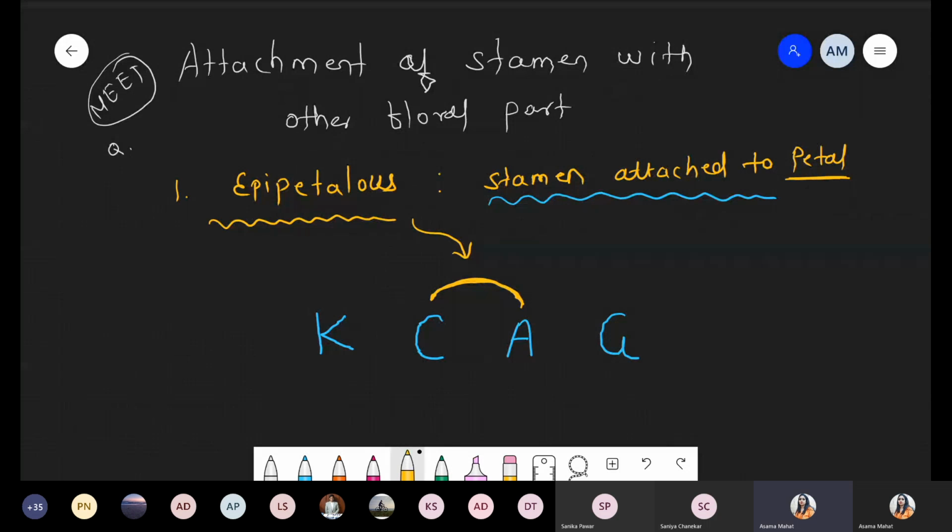Clear this point? If you open the NCERT book, you will get the floral formula. On the head, you will get such kind of arrow or symbol. That symbol represents the attachment. That attachment is where A, that is androecium, the stamen, is attached to petals. Such a condition is called the epipetalous condition. Got this point everyone? It's very important.